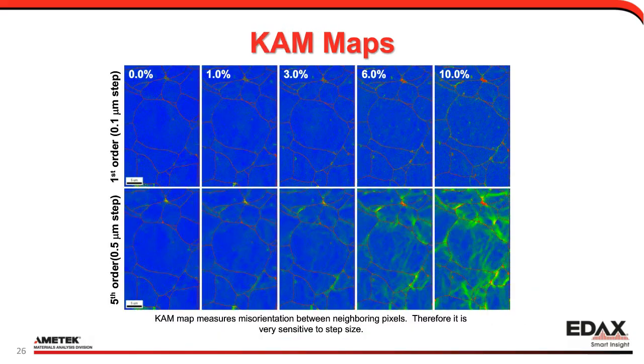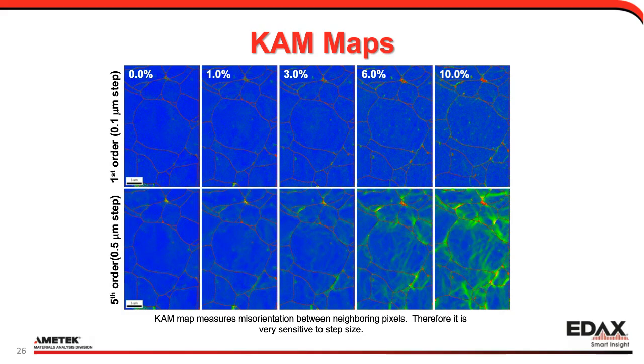So I mentioned the kernel average misorientation maps. Here they are for this, going from 0% to 10% strain. So the top row is our nearest neighbors, the first order, and you can see some change there, but it's not a whole lot of development. The step size is too fine to really pick up any big changes. We're near the order of the precision at that point, and I'll come back to that point later in the presentation.